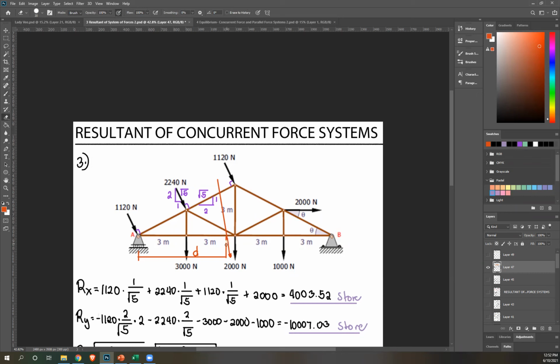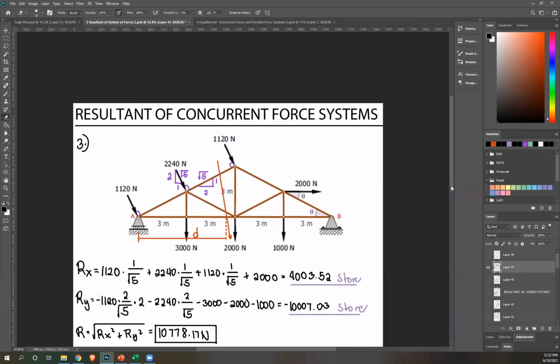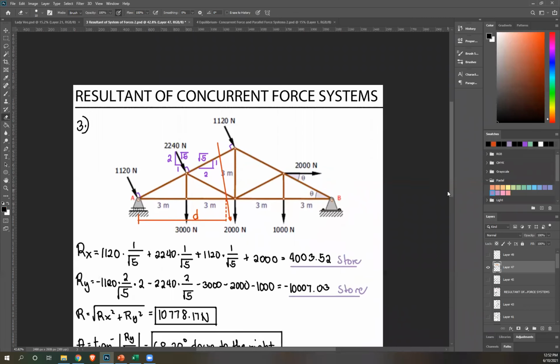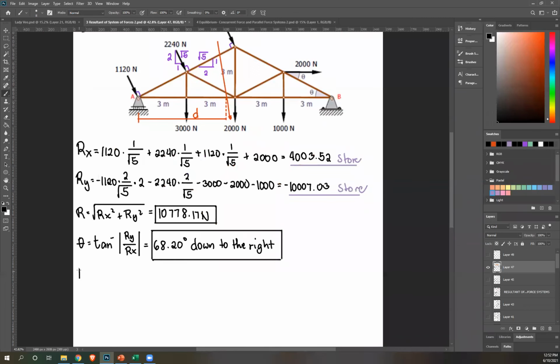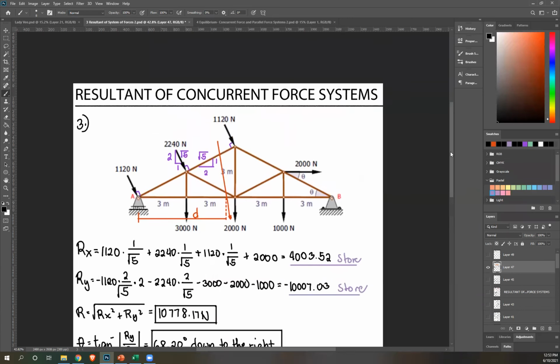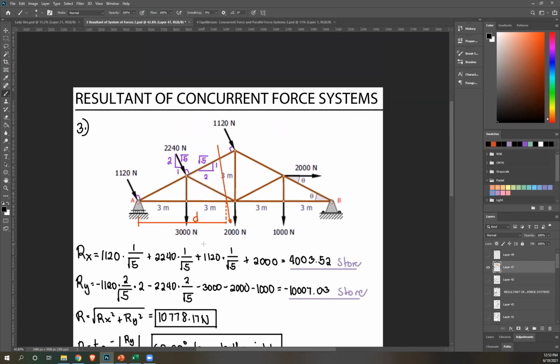Okay. So that's easy to know D. We're just gonna use moment about A. So the summation of MA equals RD. Okay, in this case, since we're concerned with this distance D, we need to resolve this into components. So let's resolve that.